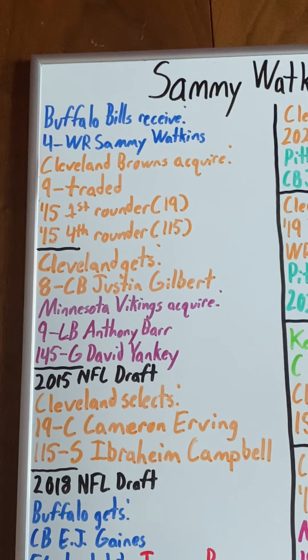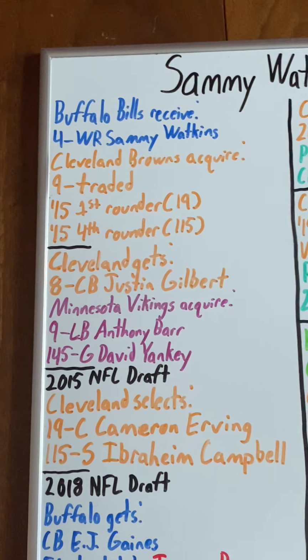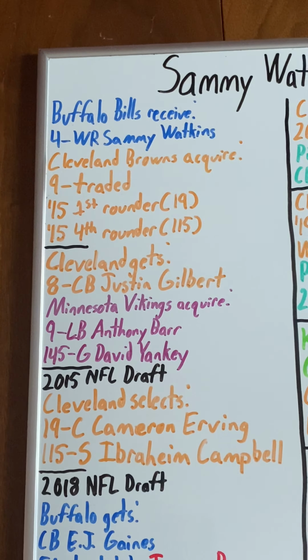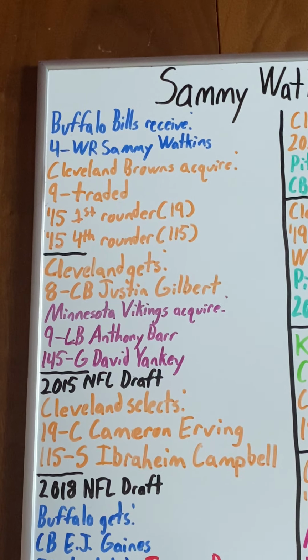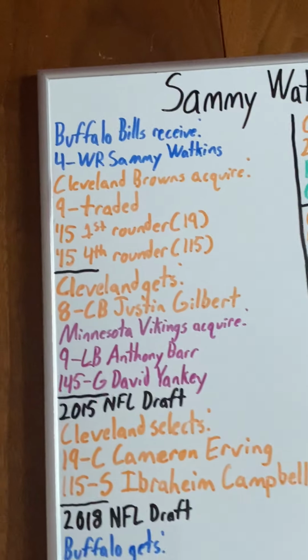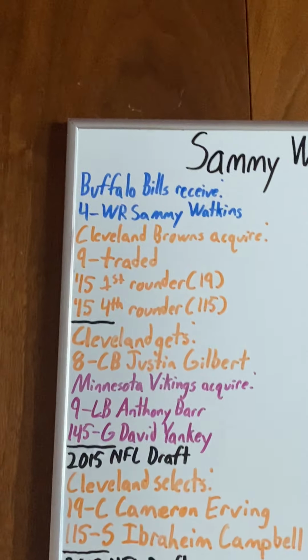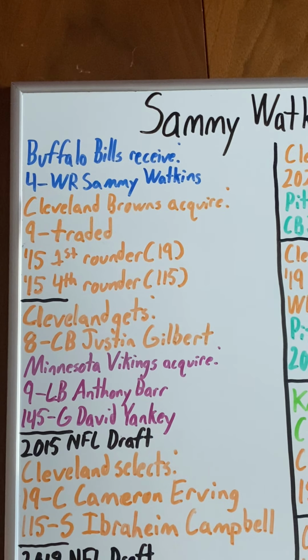The original trade saw the Buffalo Bills acquire the 4th overall selection in the draft from the Cleveland Browns in exchange for the 9th overall selection, as well as a 1st and 4th round pick in the 2015 NFL draft. So we will start with the Buffalo Bills. And the Bills selected wide receiver Sammy Watkins with the 4th overall pick.